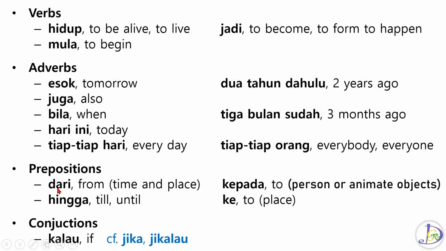Prepositions. Dari, from, for time and place. Hingga, till or until. Kepada, to, for person or animate objects. Ke, to, place. Conjunctions. Kalau, if. Another word, jika or jikalau. But we use a lot kalau.